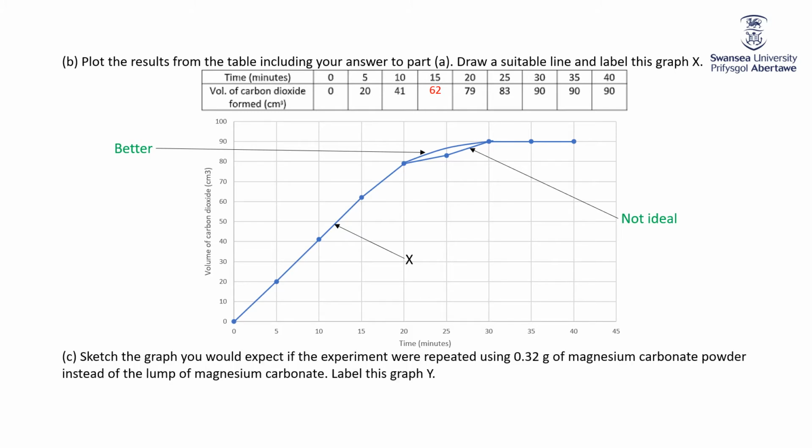Then, question C asks us to sketch the graph we would expect if the experiment was repeated using the same mass of magnesium carbonate powder instead of a lump, and we can label that one Y. So what we want is a steeper curve, a curve left of the original and ending at 90 centimeters cubed. There's a lot of choice here, but this is what I've gone with. And again, we should like to see a smooth curve here.